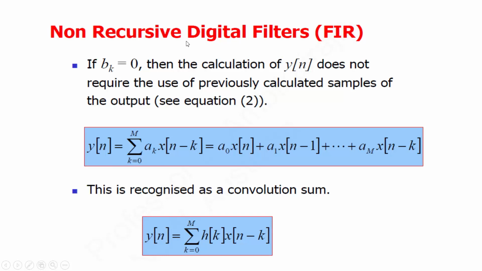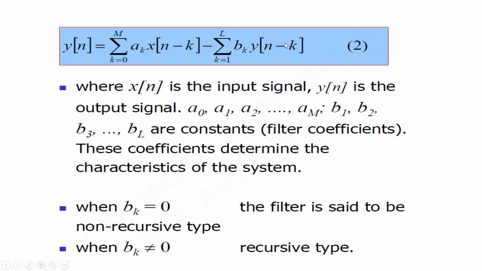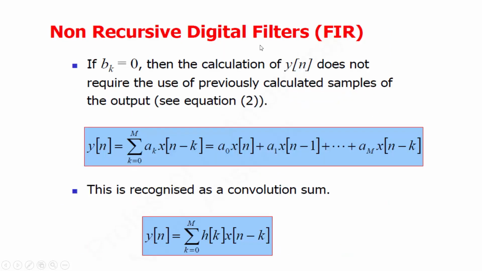Now let's look at non-recursive digital filters, which are also known as FIR filters or finite impulse response filters. Now if b_k is equal to 0 in the general equation of the filters, then the calculation of y[n] does not require the use of previously calculated samples of the output. So we need not calculate this feedback term. Only the feed forward terms are there. Only the feed forward paths exist.